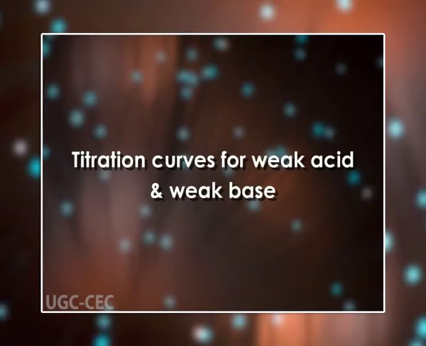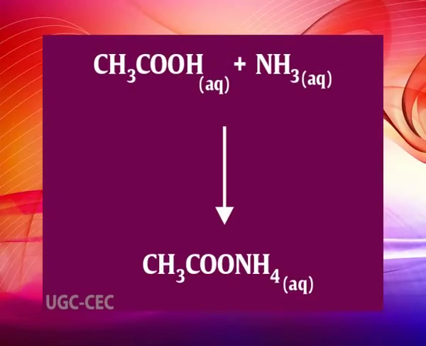Then there is the case of the titration curve for weak acid and weak base. The common example of this would be ethanoic acid and ammonia. Numerically, we can write CH3COOH aqueous plus NH3 aqueous gives CH3COONH4, that is ammonium ethanoate aqueous. It so happens that these two are both about equally weak. In this case, the equivalence point is approximately pH 7, that is, at a neutral pH.